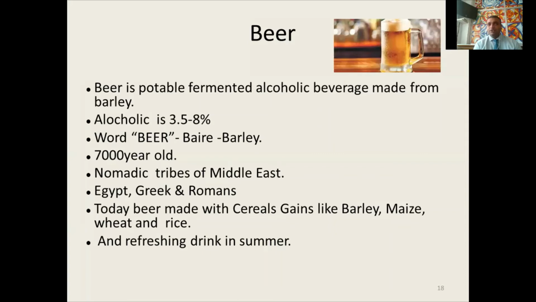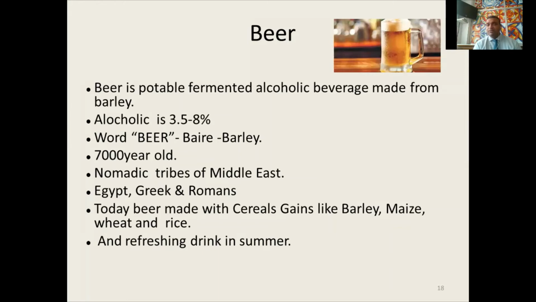Also, till that time, beer was a crude way of drinking. It was not purified, and the alcohol percentage was very low. Later on, the Greeks and Romans introduced new techniques and made it into one of the finest drinks, and people started enjoying beer. But today beer can also be made with cereals, like maize, wheat and rice, etc.